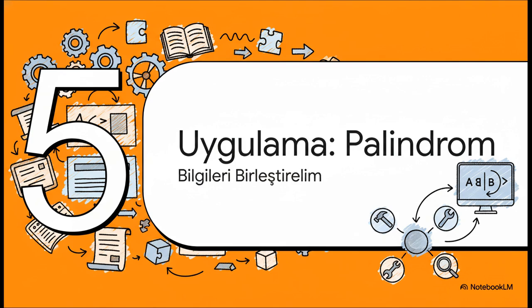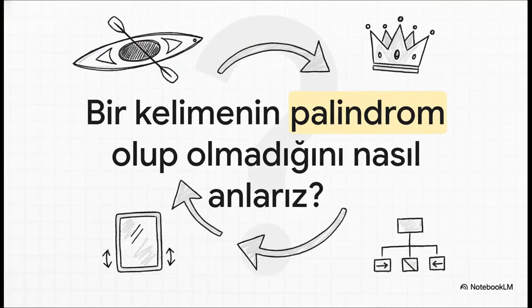Okay, let's put all this together now and solve a classic programming puzzle, the kind an instructor might give you as a homework assignment. It's a great way to combine all the tools we've just been talking about. And here's our final big question. How do we figure out if a word is a palindrome? A word that reads the same forwards and backwards, like kayak or level or madam. How would you actually write a program to check for that?